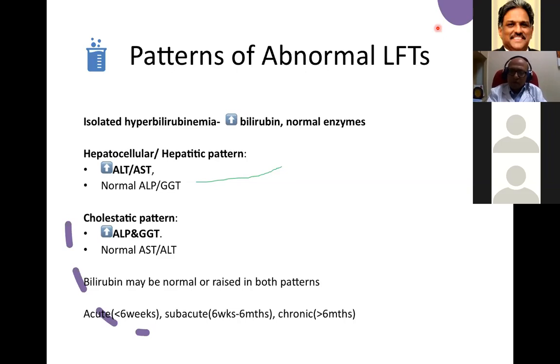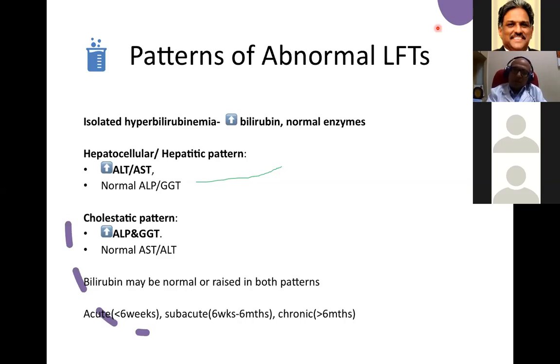The second pattern we see is called cholestatic. And the cholestatic pattern is where there is an impaired excretion of bile, and therefore the bilirubin rises. And you have raised alkaline phosphatase and gamma GT or a 5-NT as a marker of cholestasis. These patients typically will have a normal AST or ALT, but again they may be raised in certain conditions.